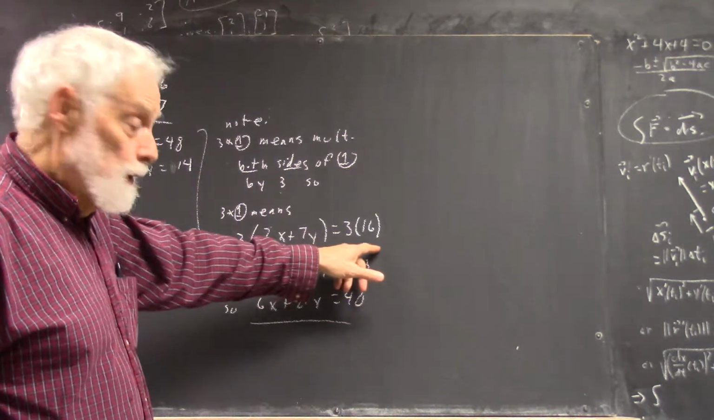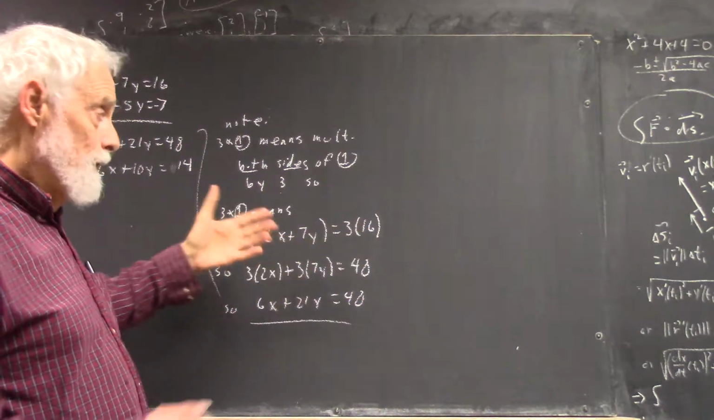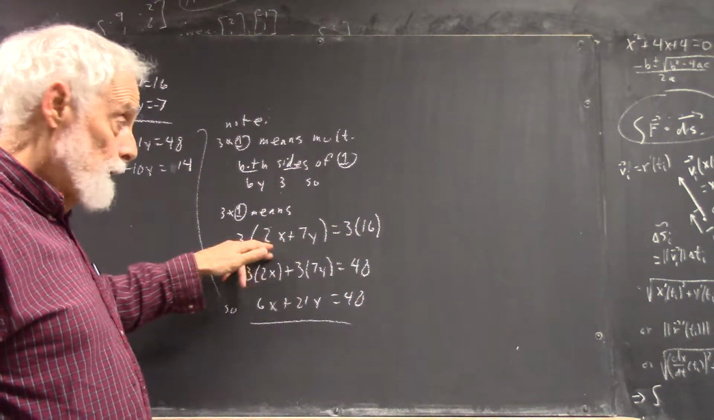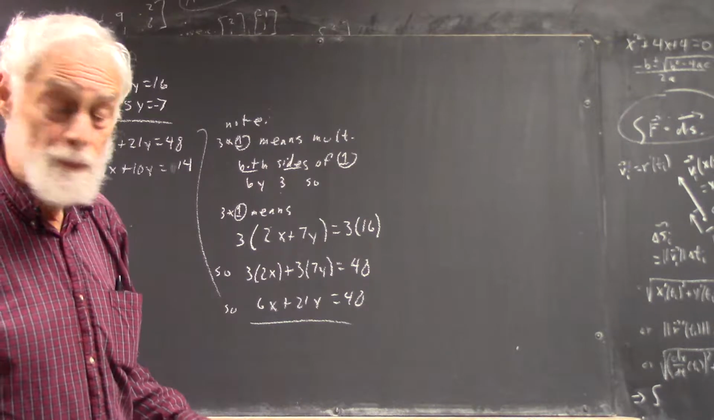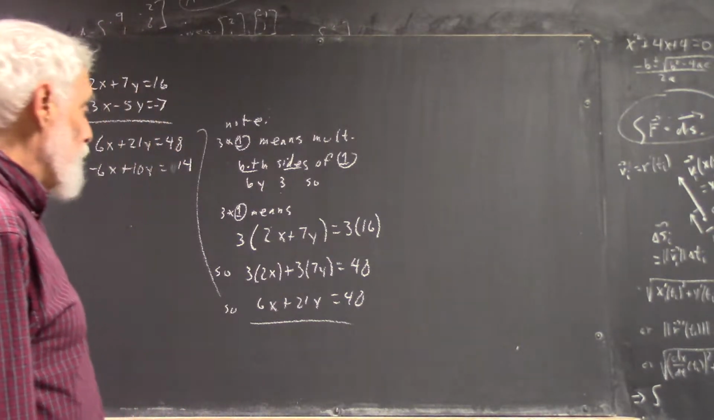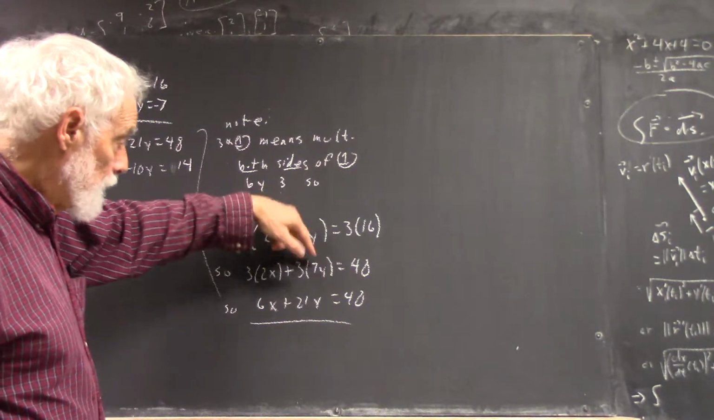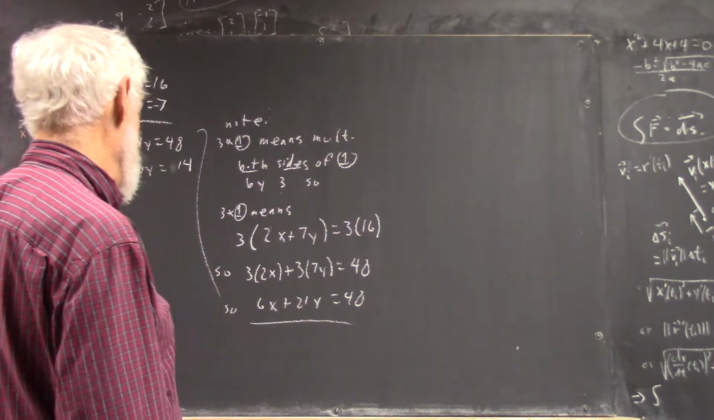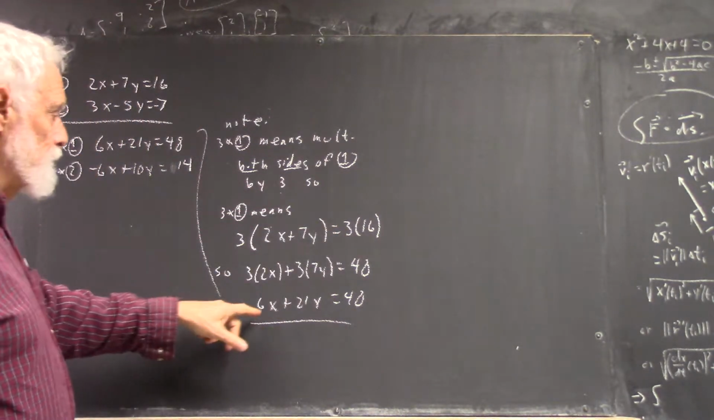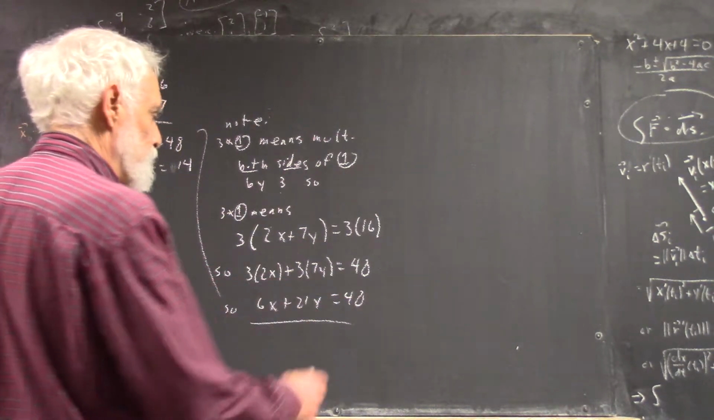And then 3 times the other side. The equation becomes out of balance if you multiply one side by 3 and not the other. And then we use the distributive law. We get 3 times 2x and 3 times 7y. We get the 48. And that gives us 6x plus 21y equals 48.